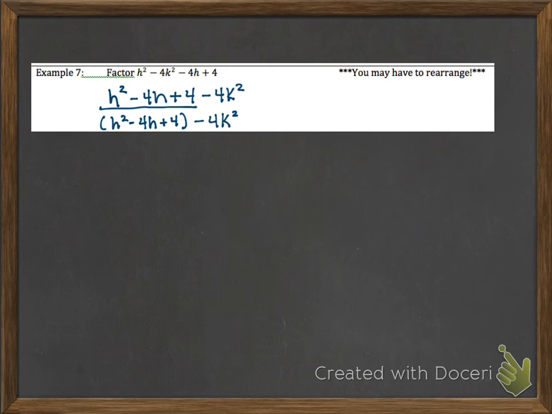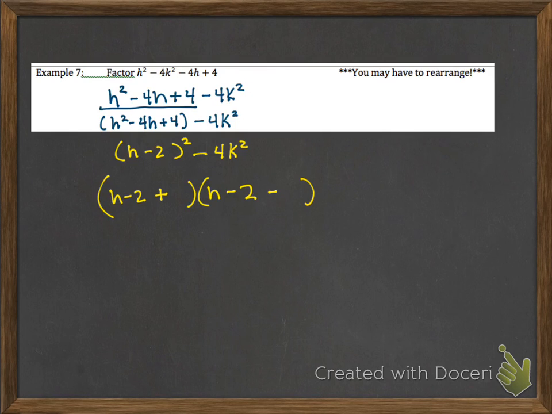So I can take a look at this, and this is a perfect square trinomial. It factors into h minus 2, that quantity squared, minus 4k squared. And of course that is a difference of squares, which factors into twin binomials with opposite signs. Square root of h minus 2 squared is h minus 2. And then the square root of 4k squared is 2k. And we have that totally factored. Make sure you're bringing your questions into class.